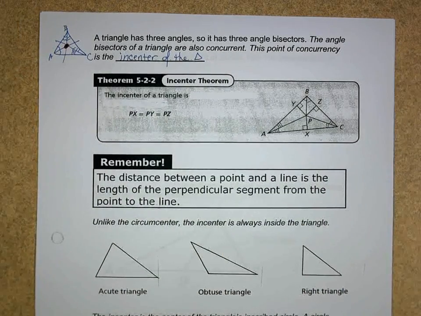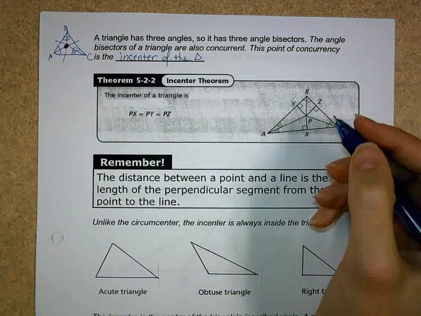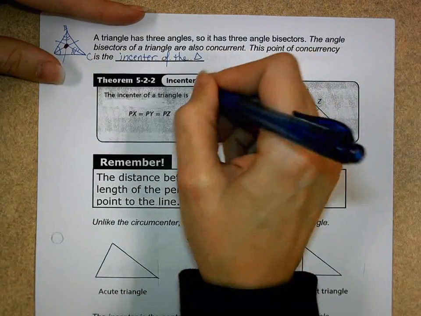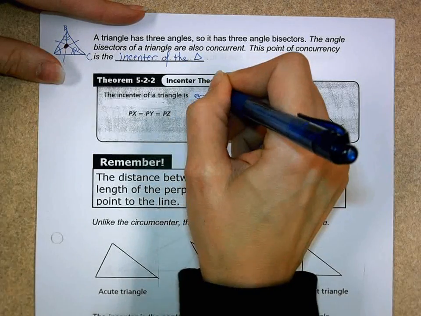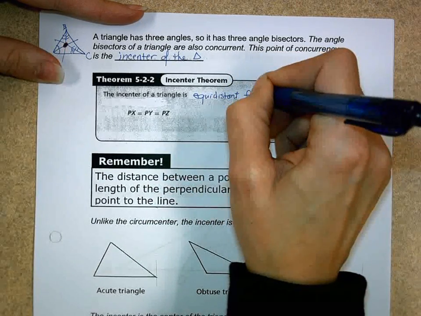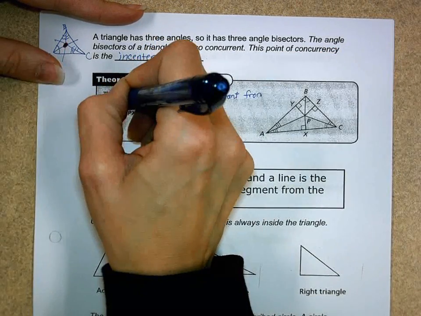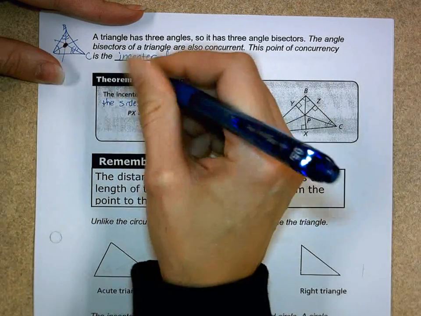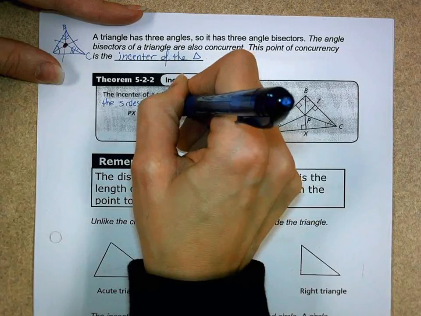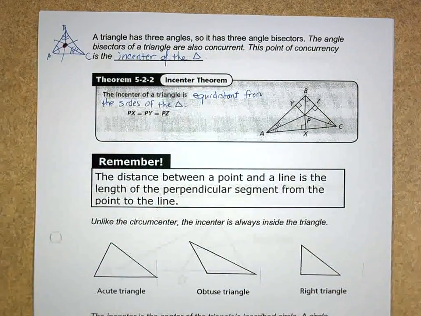Now, think about the angles: if you bisect them, the in-center is always going to be in the middle. So what they're telling us here in this diagram is the in-center of a triangle is equidistant from the sides of the triangle. So it's equidistant from the sides of the triangle.